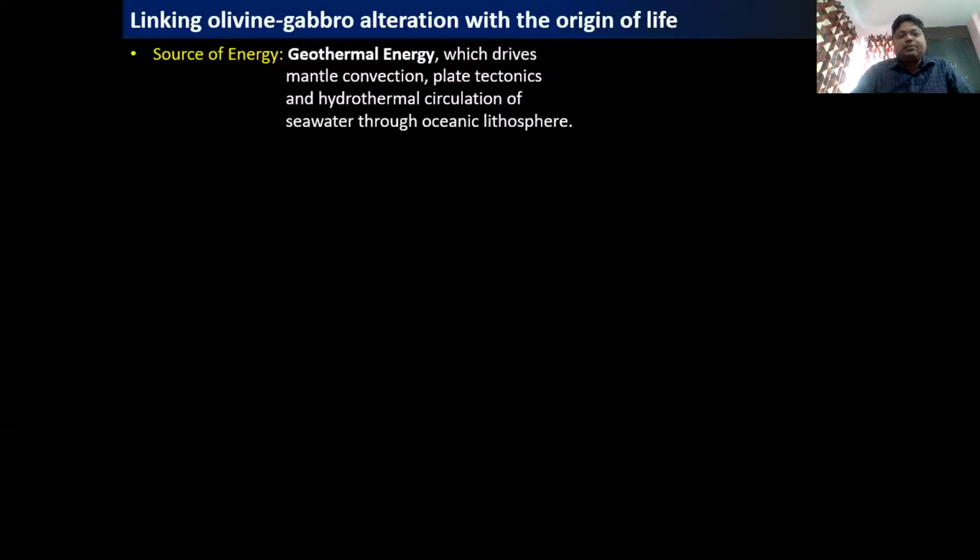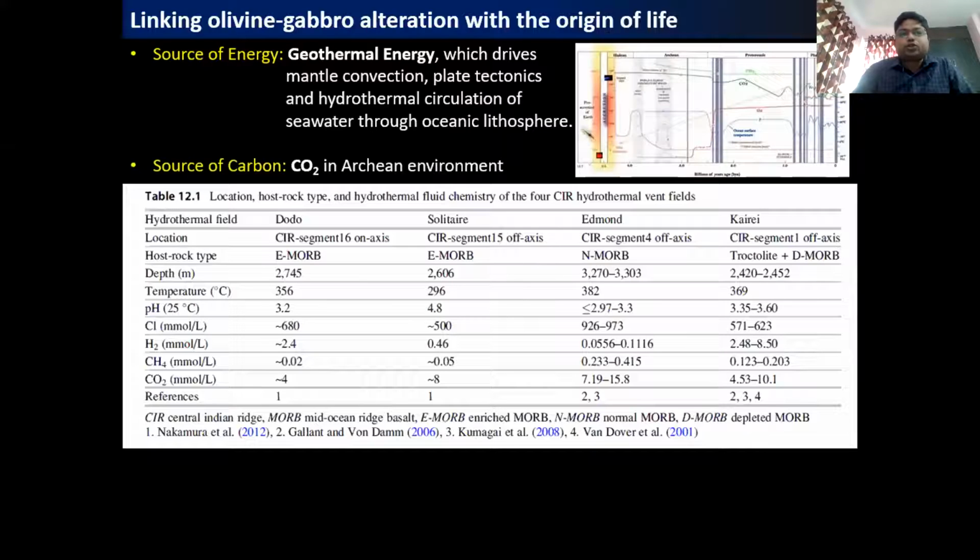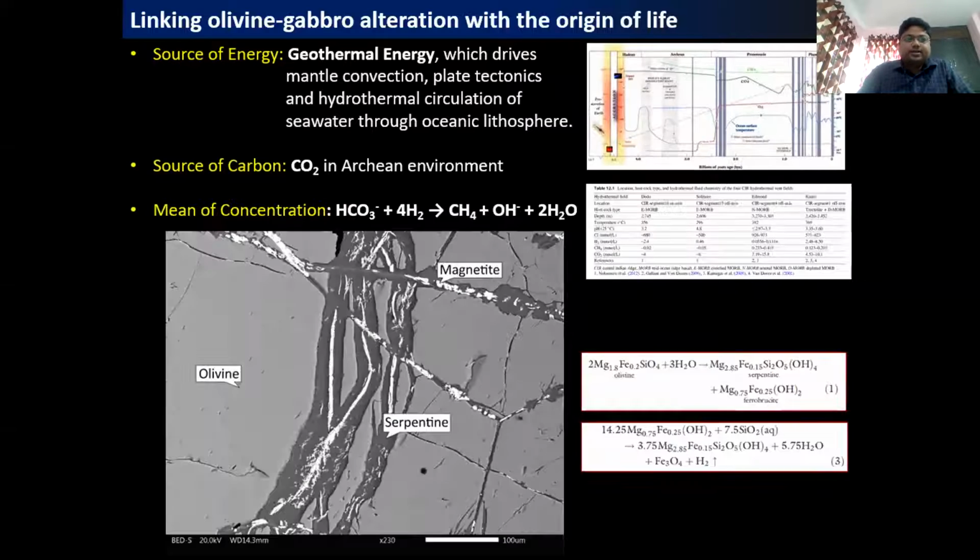So now coming back to the very beginning. The source of energy in this environment is your hydrothermal, your geothermal energy. Second is the source of carbon. The source of carbon is the carbon in the Archean environment. And third is your means of concentration. The same reaction that people believe occurs in peridotite-hosted serpentinization is also occurring in this environment.